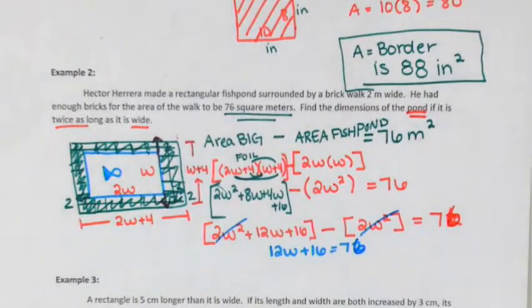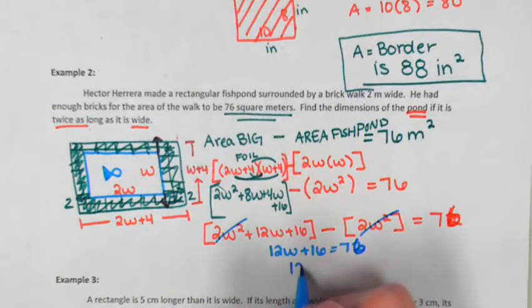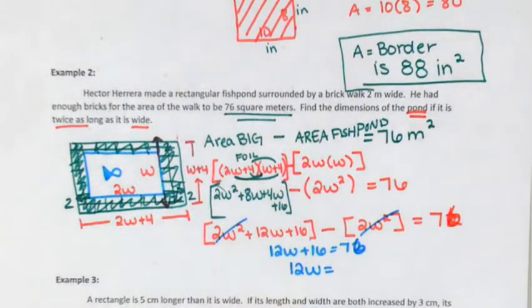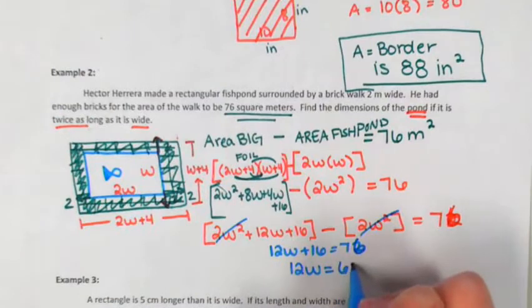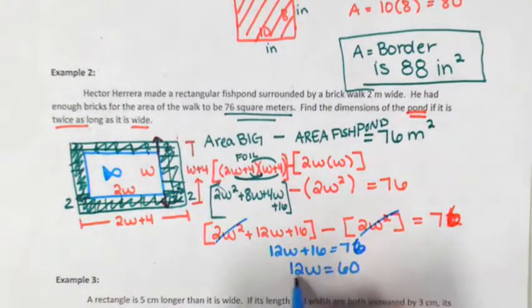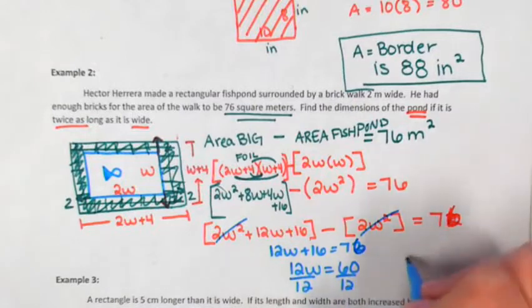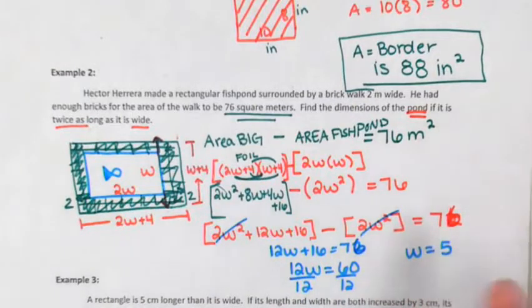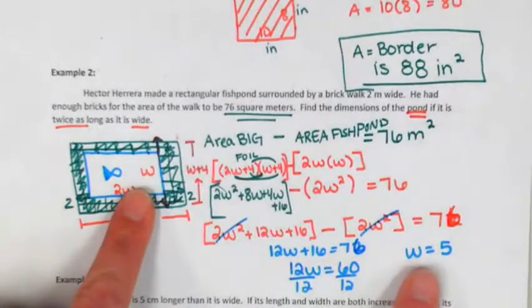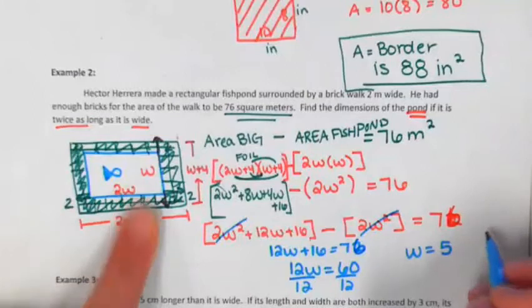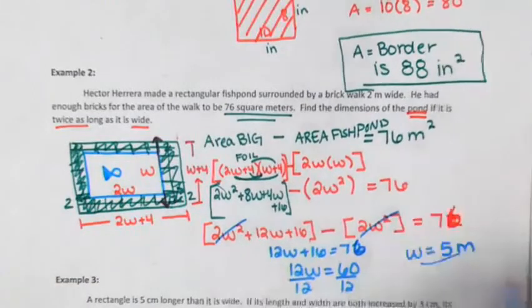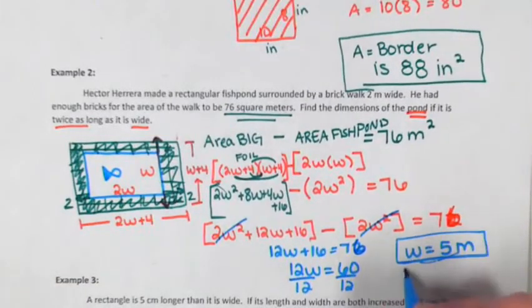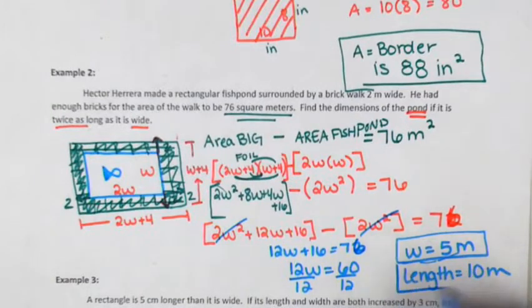All right, now what? Subtract the 16. And what's 76 minus 16? 60. And then what? Divide by 12. So W equals 5. What does W represent? The width of my fish pond. So my width of my fish pond is 5 what? Meters. And then what is my length of my fish pond? 10 meters. Why? Because it's 2 times W, right?